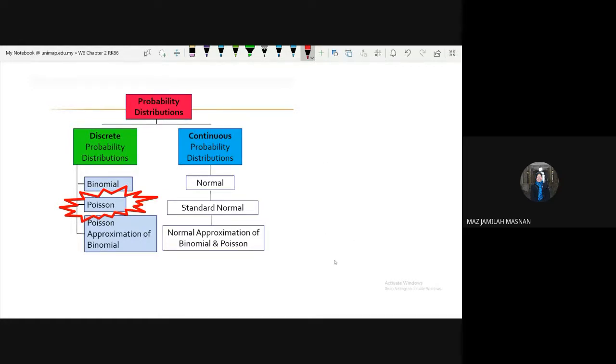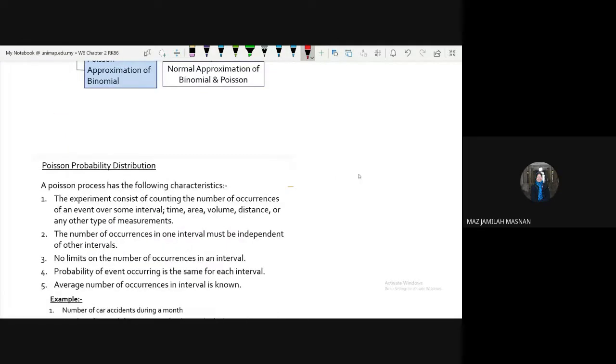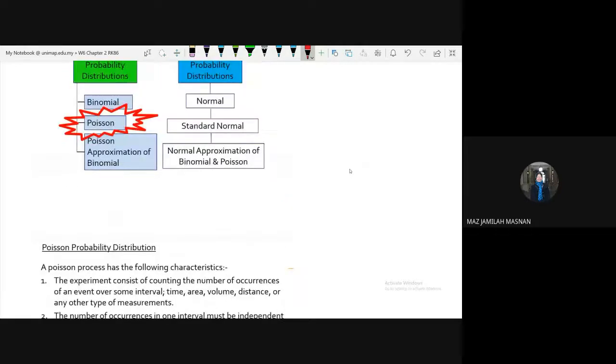I hope, since we are recording this, because my target is just to finish the poisson. The poisson is a bit easy compared to binomial. Hopefully I can make it easy for you. Now we have done with binomial. Now we are talking about poisson. Poisson is actually simpler than binomial because the parameter that we are talking about only involves one value.